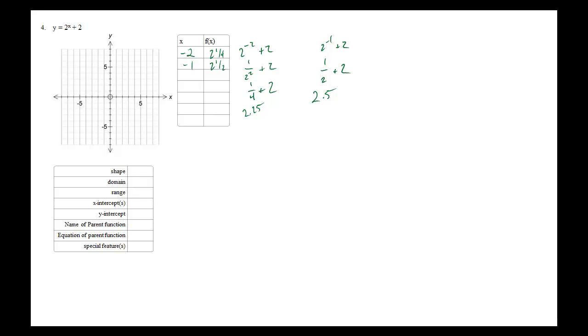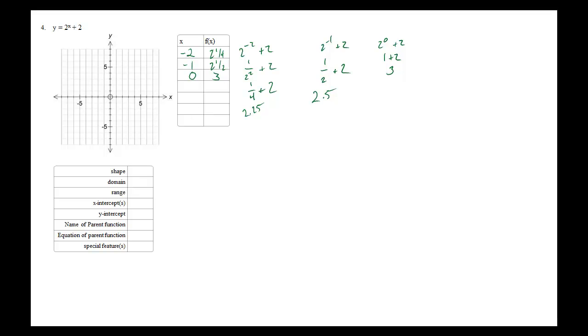Okay, we go on and put another number in for x. We're going to put 0 in for x. So I'm going to go 2 to the 0 plus 2. And everybody knows that 2 to any power of 0 is 1. So we go 1 plus 2, which is 3. So then I got 3.